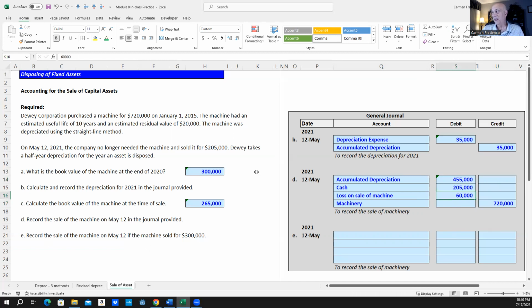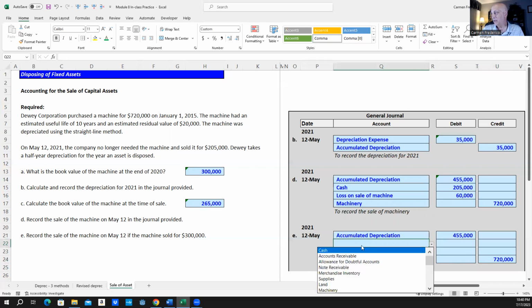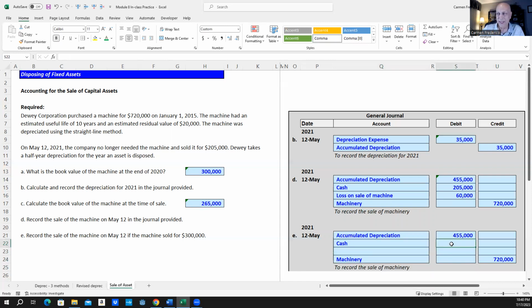What if instead of getting $205,000, we got $300,000 instead? $300,000 compared to $265,000, the proceeds from the sale is greater than the book value. So we have a gain of 35,000. So again, with the same entry, we're going to take the accumulated depreciation off the books, what it was for those 6.5 years. All right, and we take the machinery off the books, $720,000. We apply the cash. How much cash do we get? In this case, scenario B or E, we get $300,000 of cash.